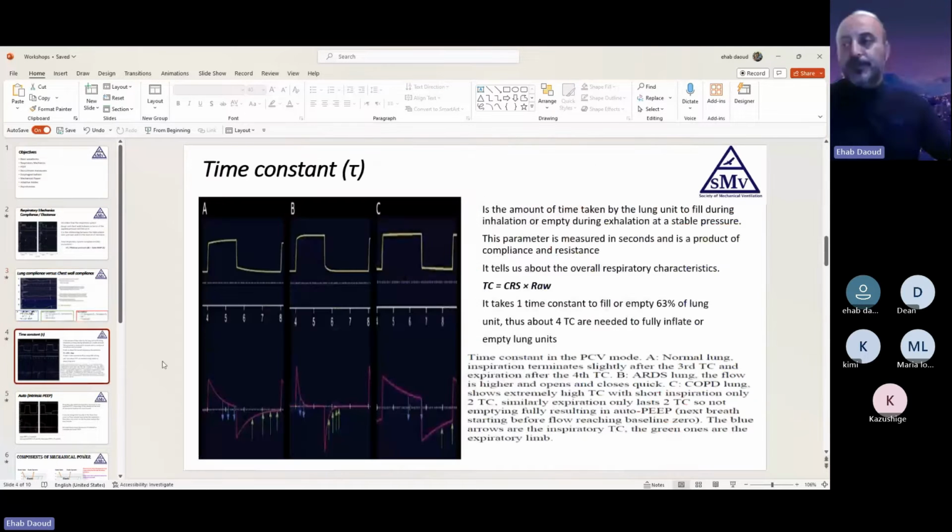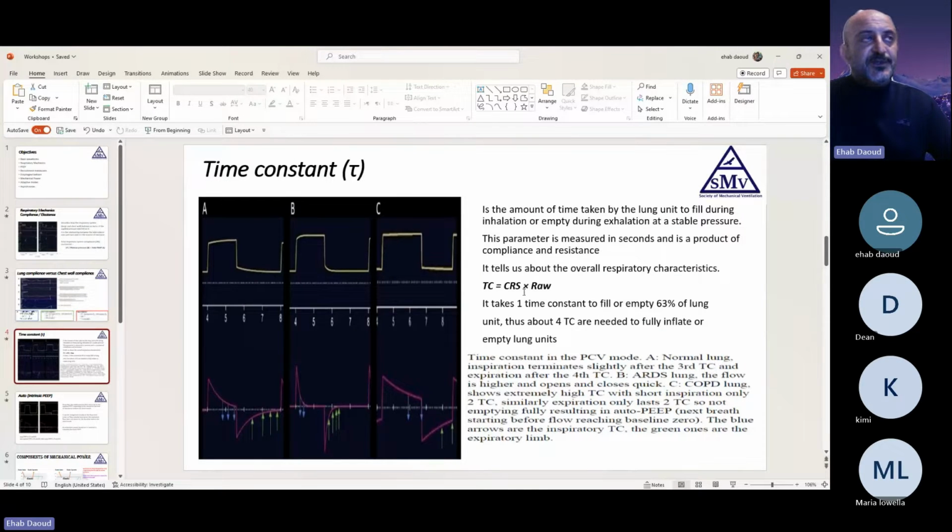One quick thing I want to talk about is time constant. And time constant is actually a very simple phenomenon that comes from electric engineering. Time constant is basically compliance times resistance. And that's the time it takes to either fill any object, in our case the lung, or to exhale, empty the lung. So each time constant, there is a decay of 63% of the volumes.